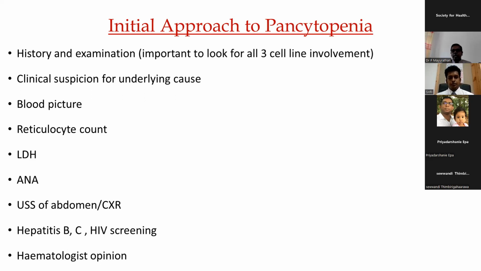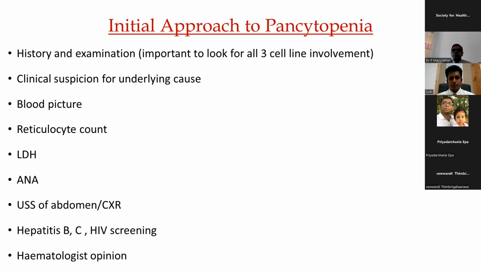And remember, a retic count may be another good investigation whenever you suspect malignancy, if you think there is bone marrow involvement. Also, whenever you suspect lymphomas, LDH is another very important investigation. So in addition to the full blood count and blood picture, you can do LDH and the retic count whenever you suspect malignancy, especially hematological malignancy. Then immediately arrange an ultrasound scan of the abdomen and ask for an urgent hematologist's opinion.